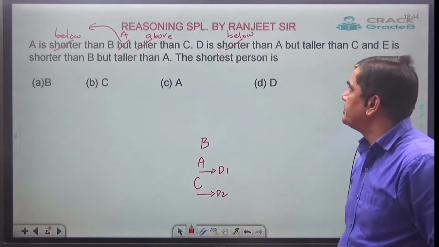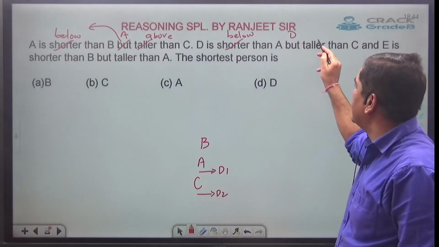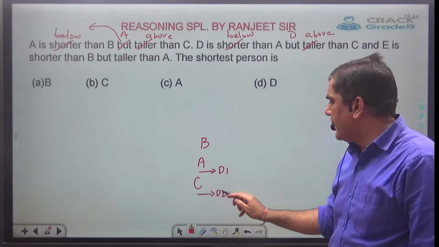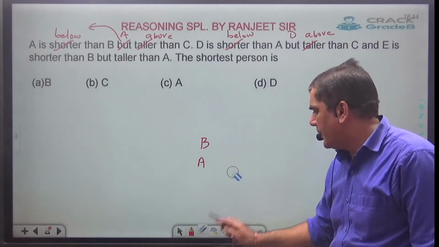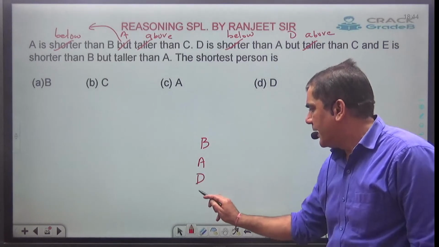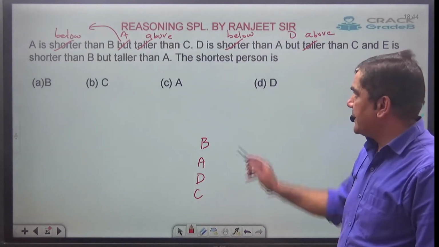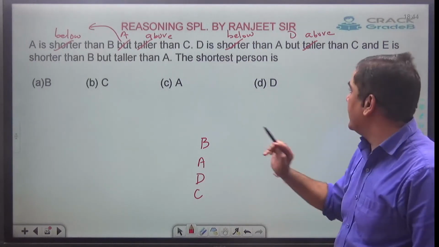Clear? Next one. But stands for D. D is taller than C means D will be above C. So D cannot be over here. So D must be over here and C will be over here. Here they are saying D will be below A but above C.